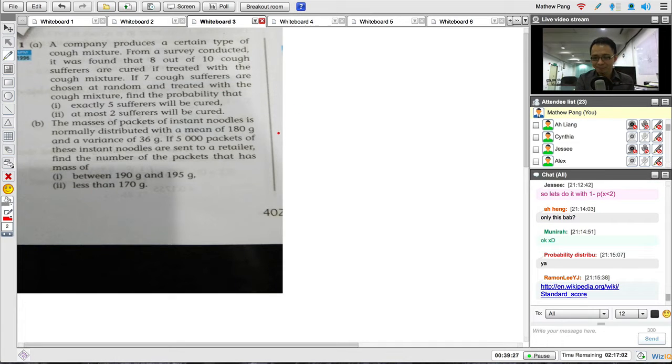Yes, thanks Raymond for trying to help me look up what Z value is on Wikipedia. Yes, they call it standard score. Another word for Z value is the standard score. Long time ago I did read about what Z value is, but I forgot already.